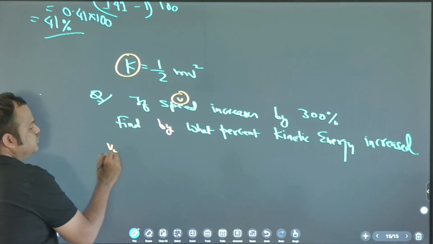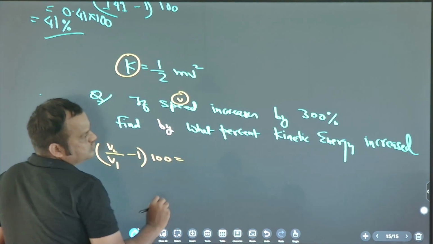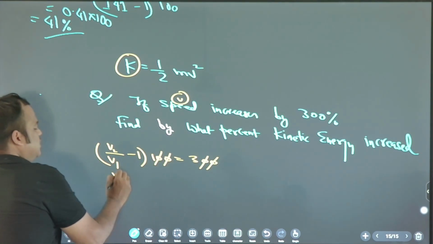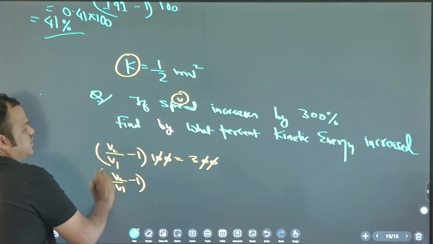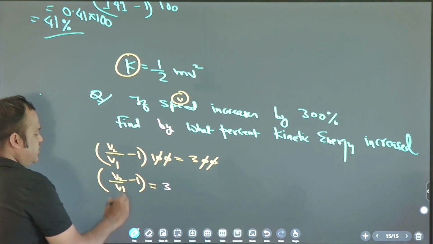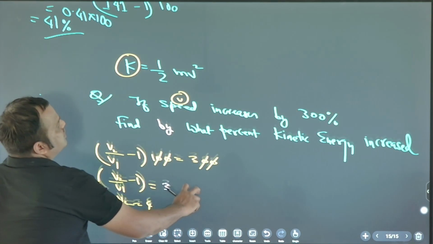V2 by V1 minus 1 into 100 is equal to 300. Very good. So 100 cancels. So V2 by V1 minus 1 is equal to 3. Now minus 1 will go to the right side. So V2 by V1 is 4. Very good. Now V2 by V1 is 4.